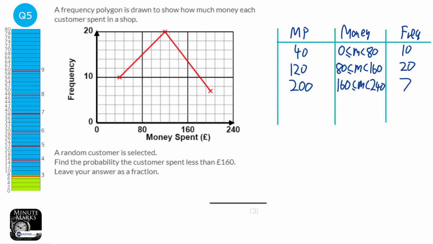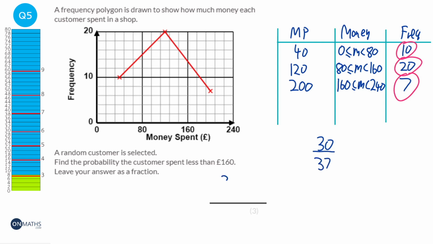So we're looking for the probability a customer spent less than 160. So that is these two here. Okay, so there are 30 that are less than 160. And how many are there altogether? Well, it's that 10 plus the 20 plus the 7. So it's going to be over 37. So it's 30 over 37.